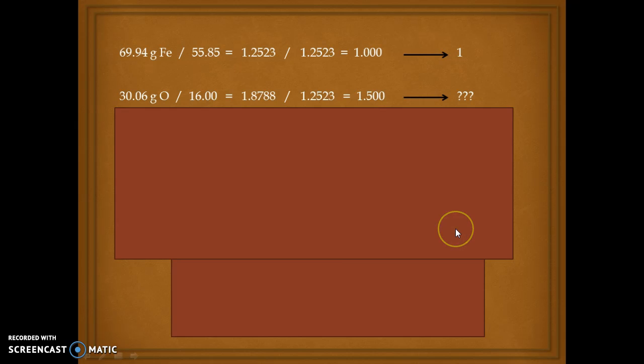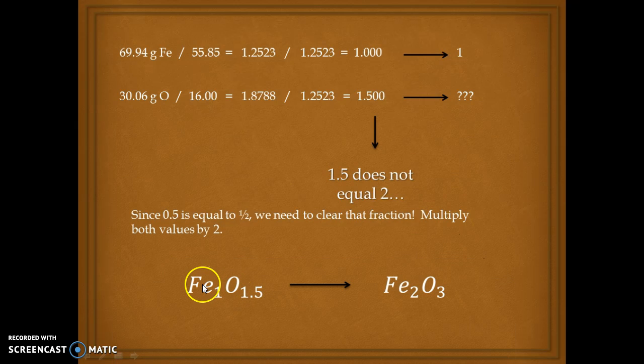To clear a 1/2 out of a fraction, you multiply by 2. So instead of having a formula that says Fe1O1.5, we multiply each one of these by 2, and what we see is we get Fe2O3. So this is clearing the fraction. You find that fraction, and then you multiply everybody by a number so that that fraction will disappear and leave us with a whole number ratio, which is what we're supposed to see in a chemical formula.